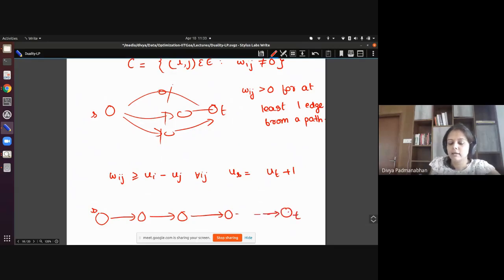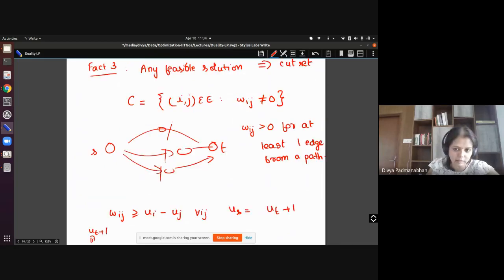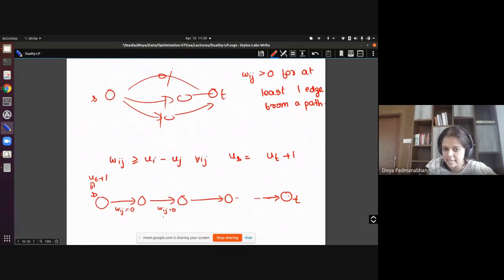Okay, and so this Us here is Ut plus 1. And for all these edges, Wij is 0 here. So Wij is 0 for this, Wij is 0. So none of these belong to the set C. Okay, so let us see whether that can happen.